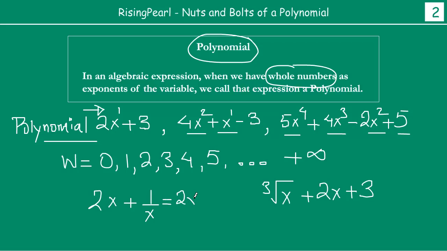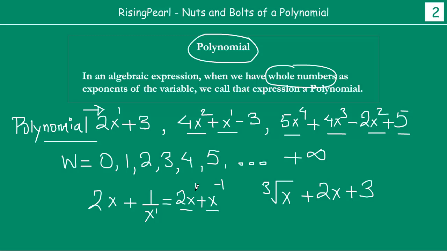This can be written as 2x plus this x by 1 can be written as x to the power minus 1. आपने देखी है from exponents, laws of exponents से how you can write 1 by x to the power 1 as x to the power minus 1. So in this example, यहाँ पे we have two terms. In this expression we have two terms of variable.